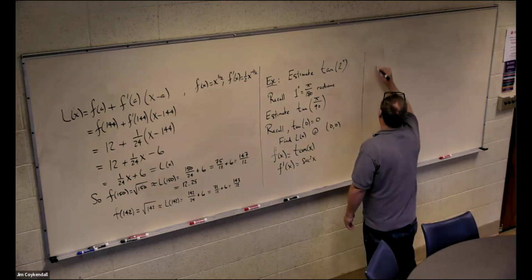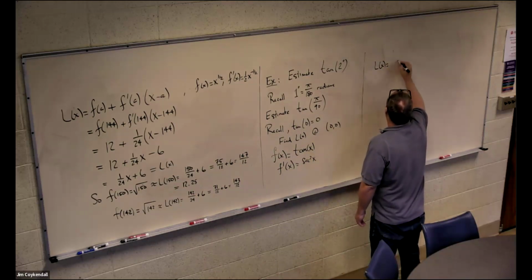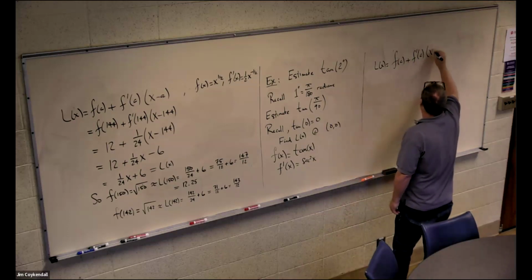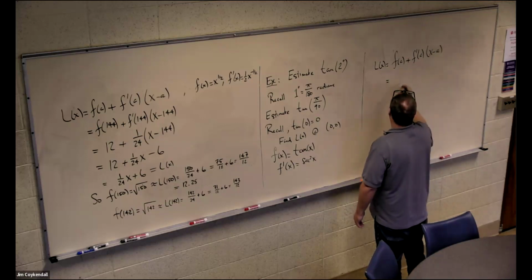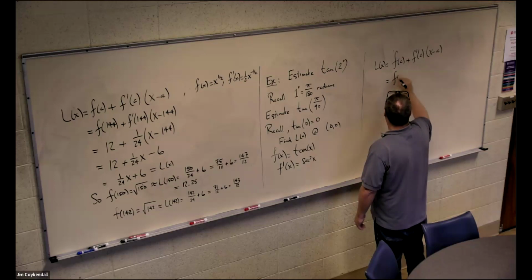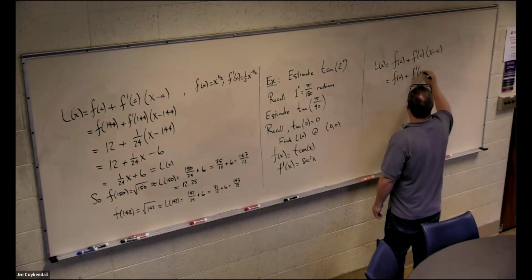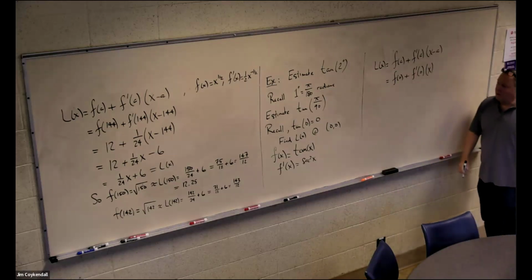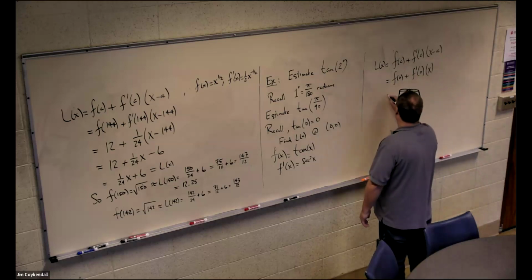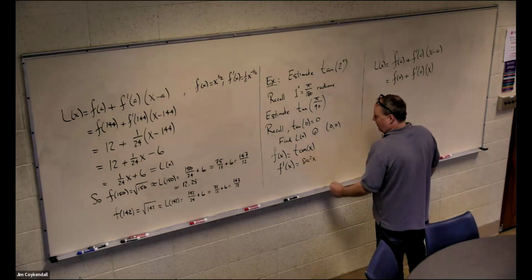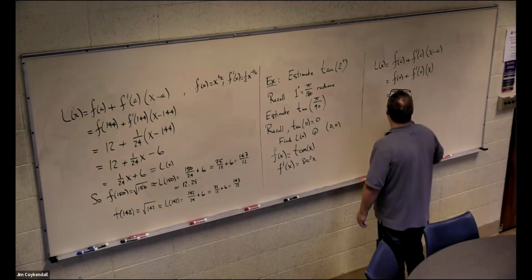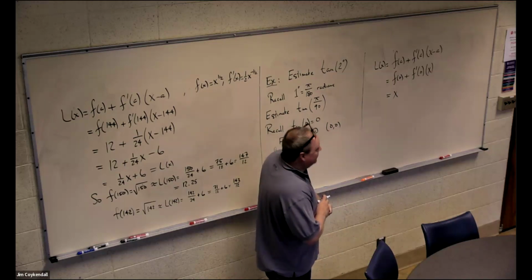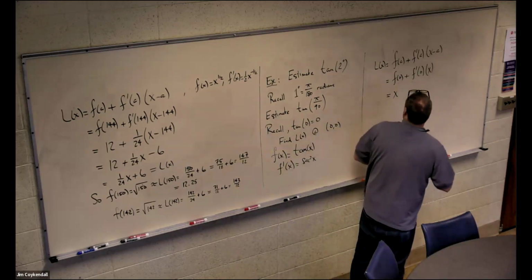So L(x) is equal to f(a) plus f prime of a times (x minus a), which in our case is f(0) plus f prime of 0 times (x minus 0). Well, f(0) is 0, and f prime of 0 is 1. So L(x) is equal to actually just x, because that's a 0, and that's a 1.